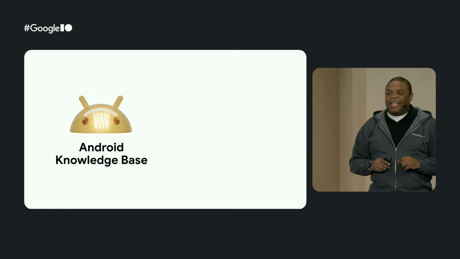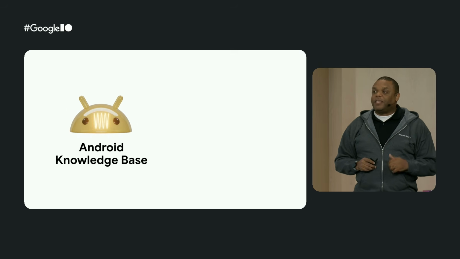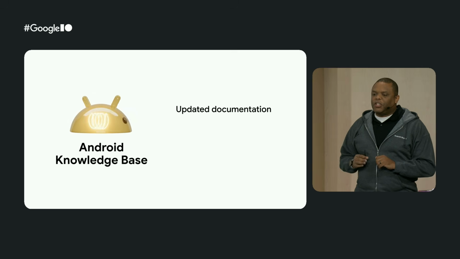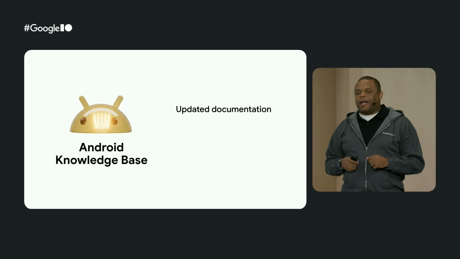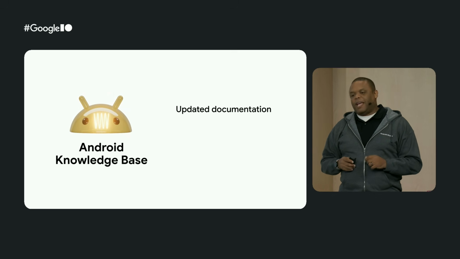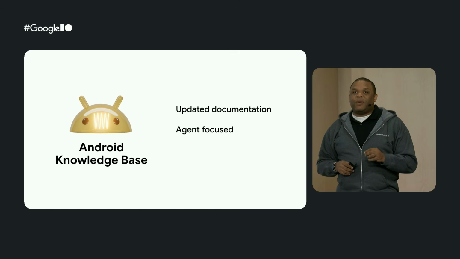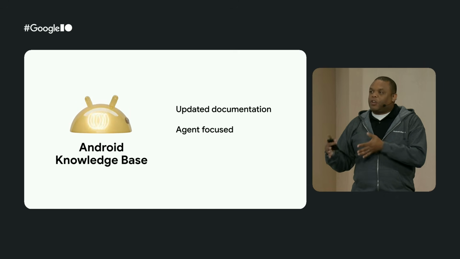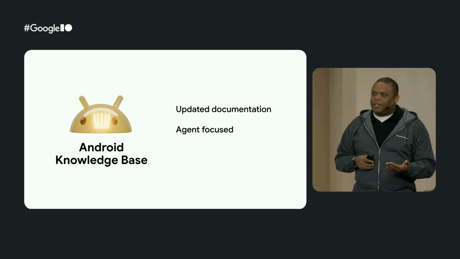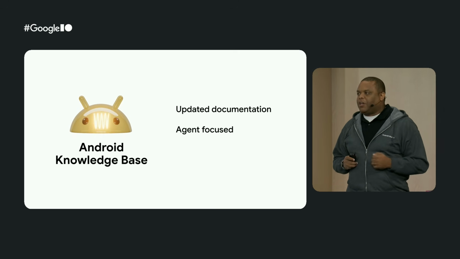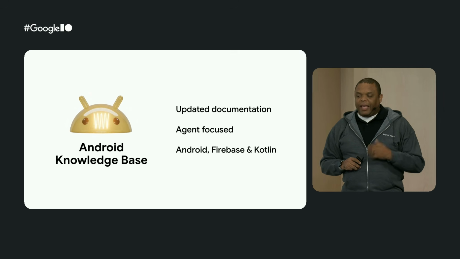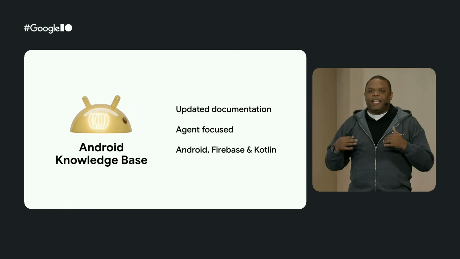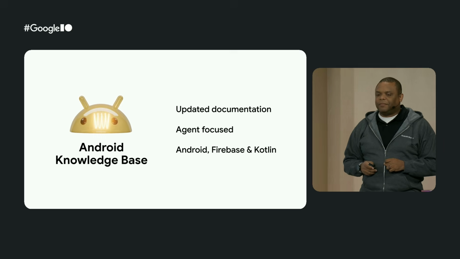Also built in Android Studio is the Android Knowledge Base. This feature offers a few things. Number one, updated documentation. So as you release and document new Android APIs, you pipeline those right into Android Studio. Two, it's agent focused. You don't have to do any sort of extra work at all. Based on your question, the agent will figure out what context to use to answer questions or execute on results. And lastly, it's not only Android. We actually included Kotlin and Firebase knowledge into the knowledge base as well.